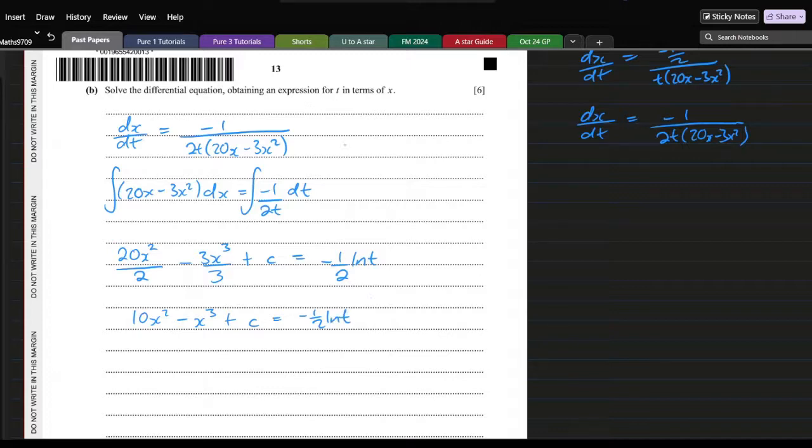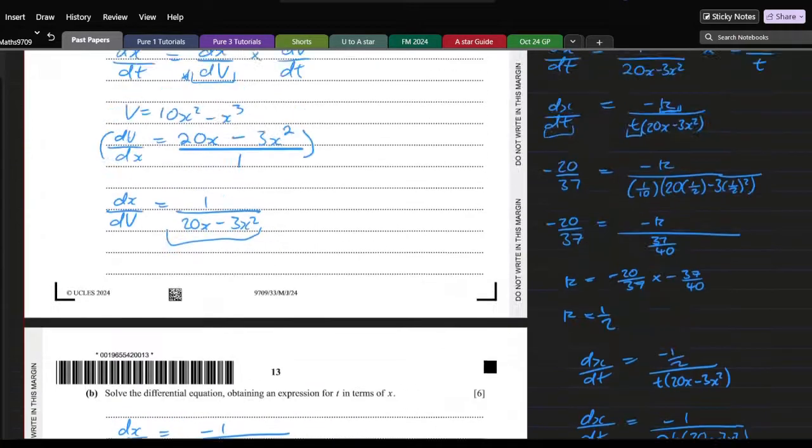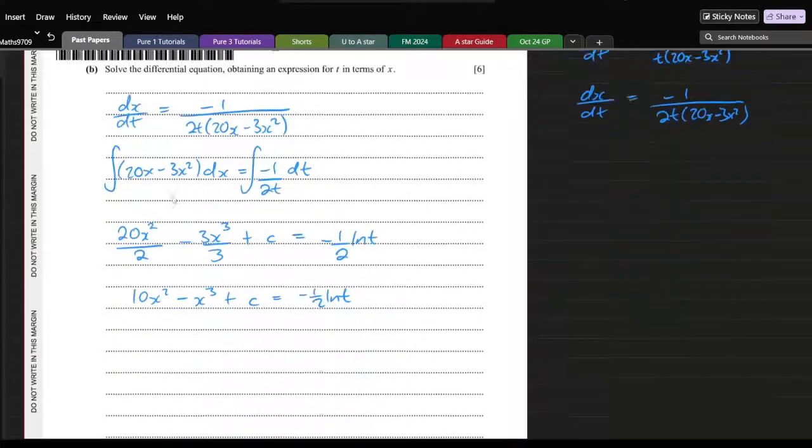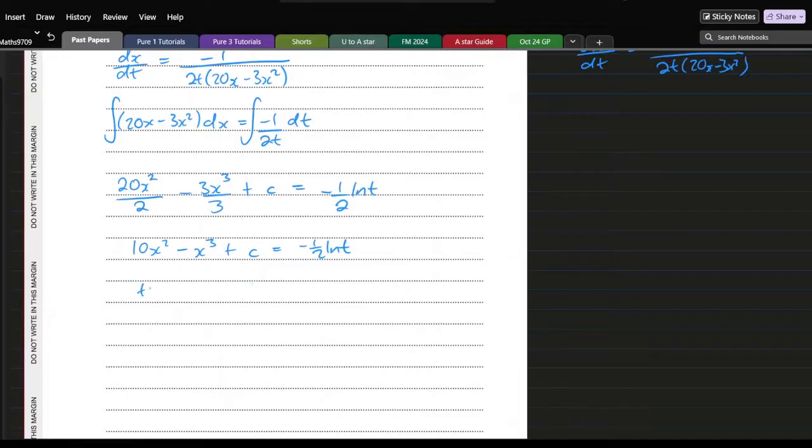And we can use the information they gave us in the question to evaluate our constant of integration. They gave us that t is 1 over 10 when x is 1 over 2. So let's write that down. We've got t is 1 over 10 when x is 1 over 2. Let's substitute and evaluate c. So that's 10 times 1 over 2 squared minus 1 over 2 cubed plus c is equal to negative 1 over 2 ln 1 over 10.